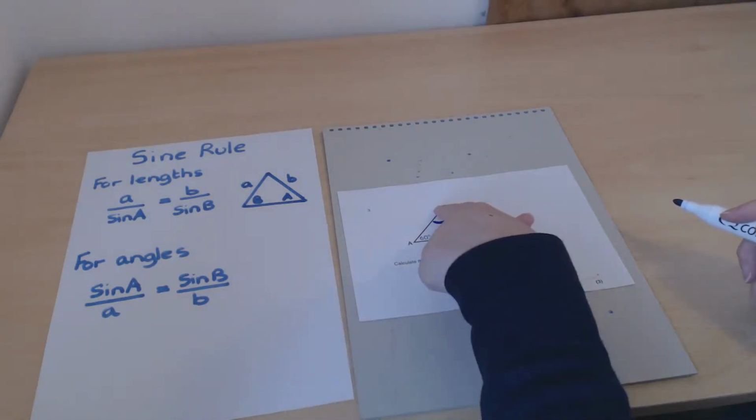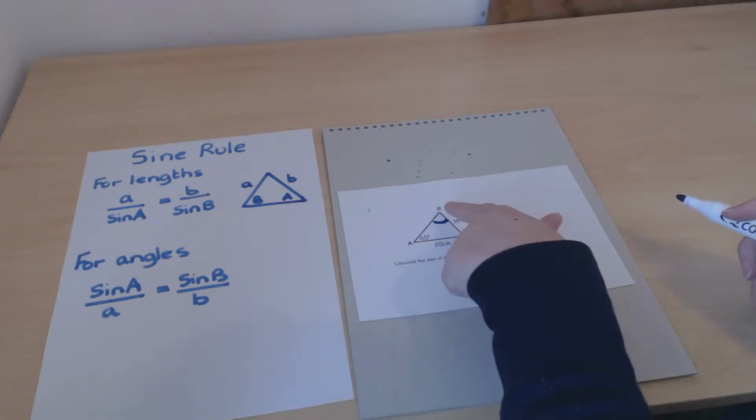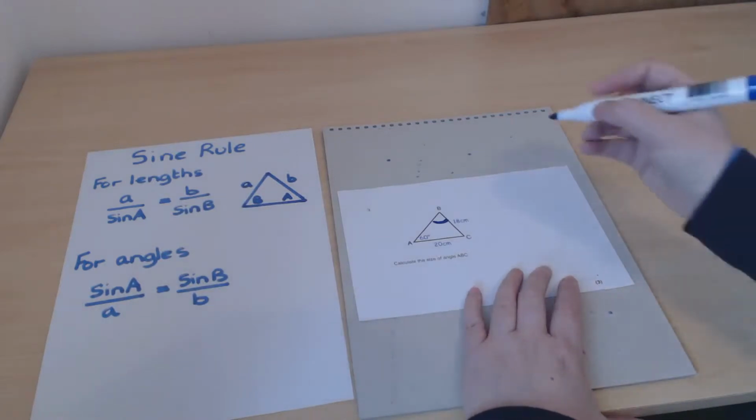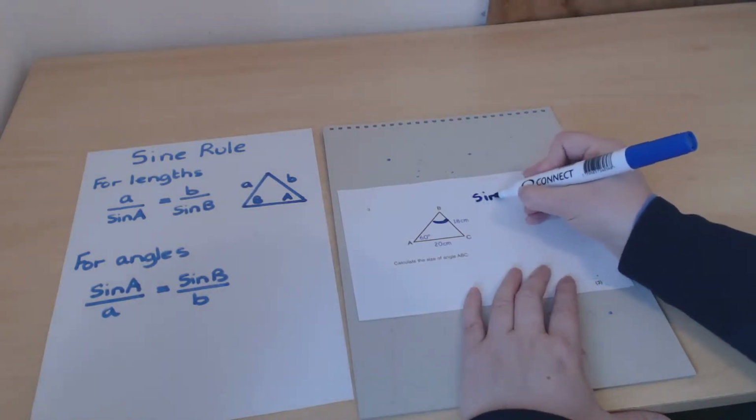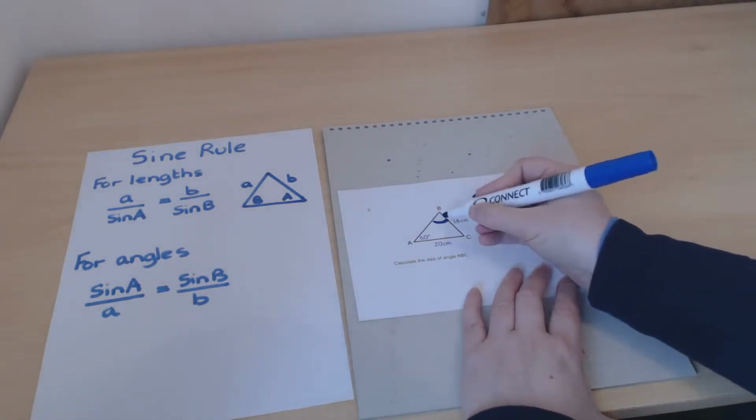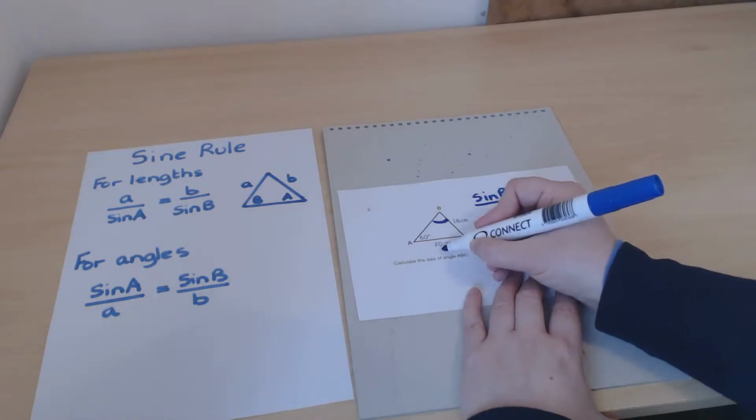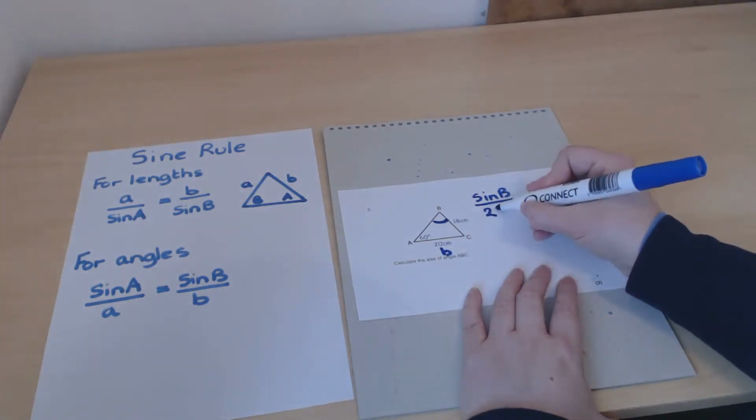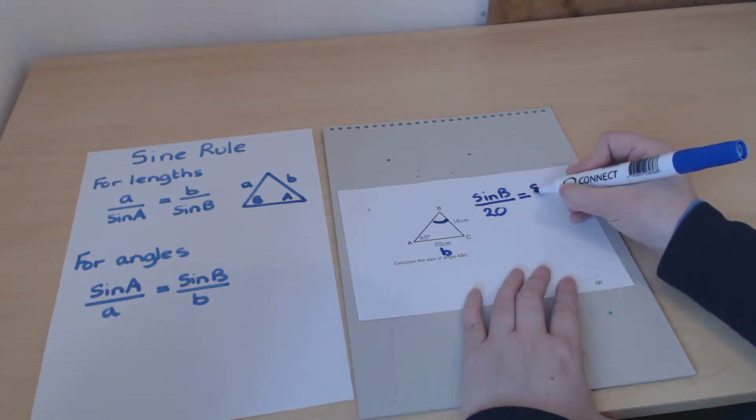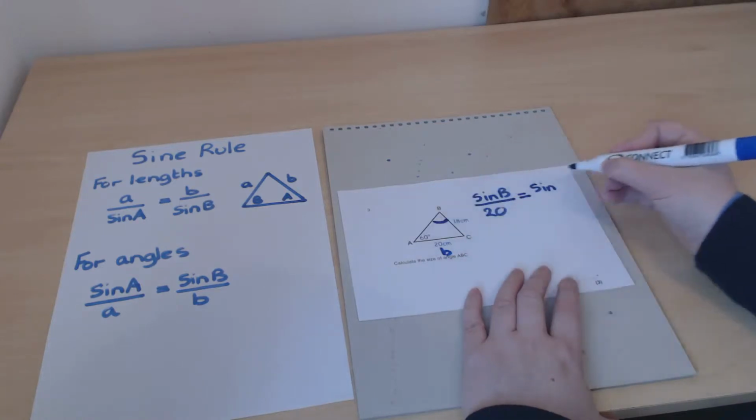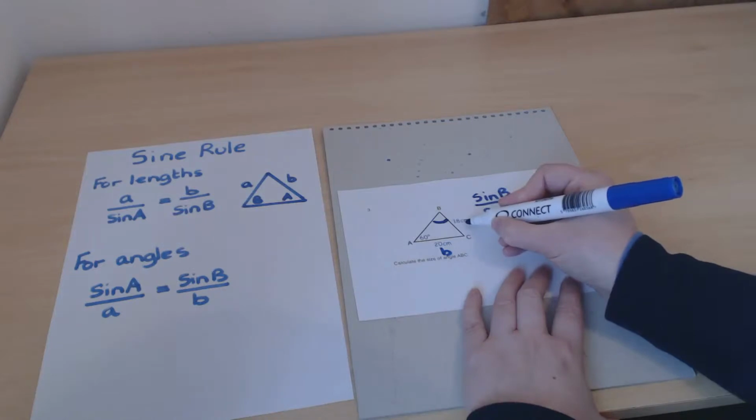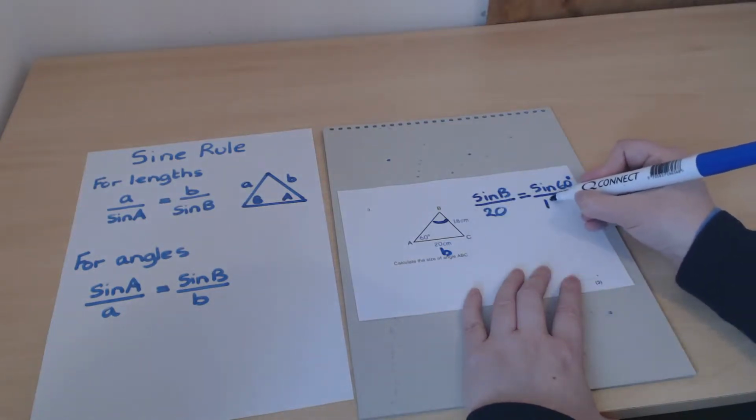So we're trying to find sine of B, the angle B here. So I'll use the formula written the other way round. So sine B needs to be over the opposite side to it, so little b, which in this case is 20. And that's going to equal the sine of A, so that's the sine of 60 degrees in this case, divided by the side opposite it, which is 18.